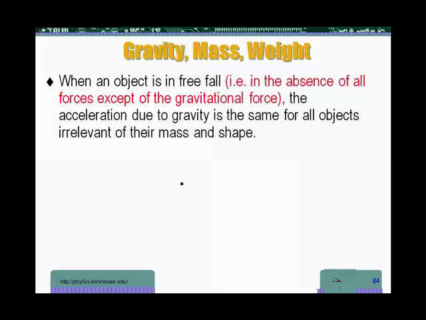This is like what we mentioned before. When in free fall, in the absence of air resistance, or in general in the absence of all forces except the gravitational force, the acceleration due to gravity is the same for all objects, irrelevant of their mass and shape.